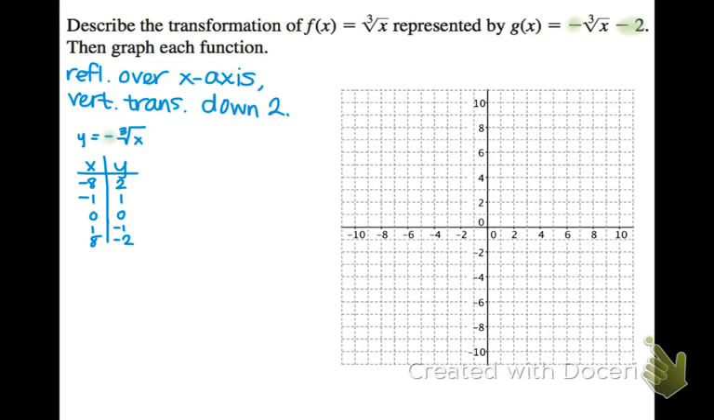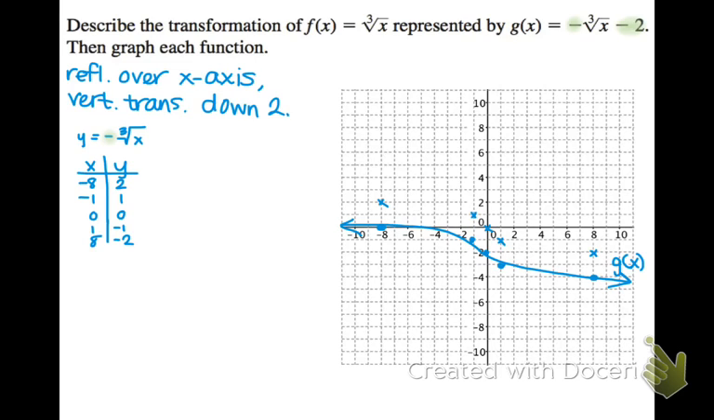And I'm going to go ahead and mark those. So I have (-8, 2). Remember, these are not our final answers. (-8, 2), (-1, 1), (0, 0), (1, -1), and (8, -2). And then each of those have to go down 2. So I'm going to move each of those ordered pairs down 2 spaces. And so our final graph ends up being like this. And let's label it. This was g of x.